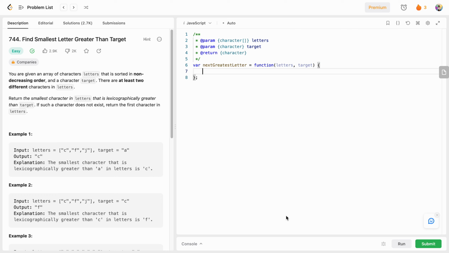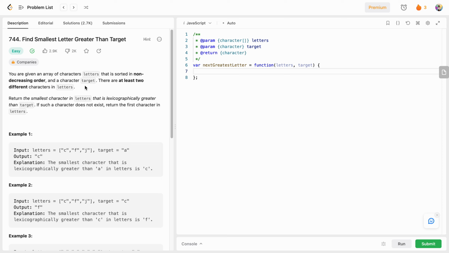Friends, today I'm going to solve LeetCode problem number 744, Find Smallest Letter Greater Than Target. In this problem we are given an array letters. This array consists of characters and is sorted in non-decreasing order. Non-decreasing order means that the values are either increasing or are the same. And we are also given a character target.